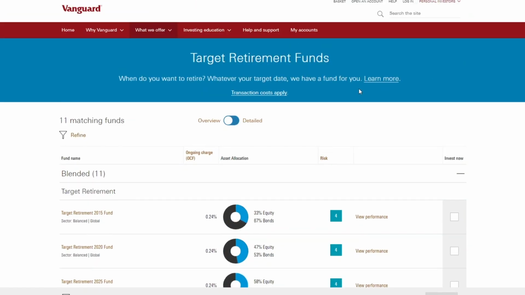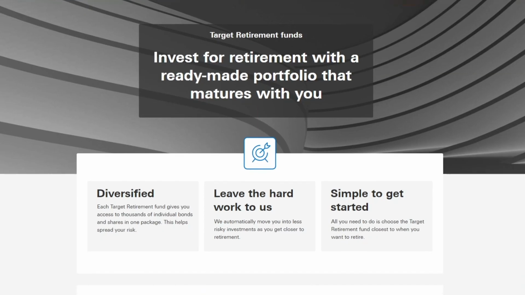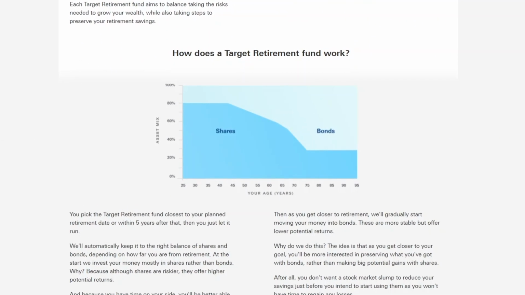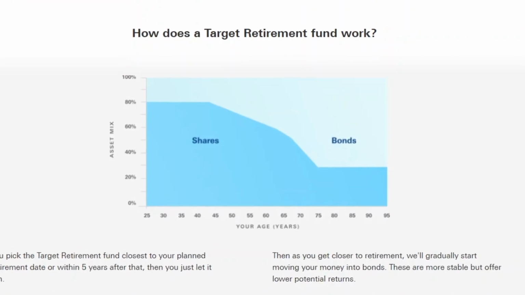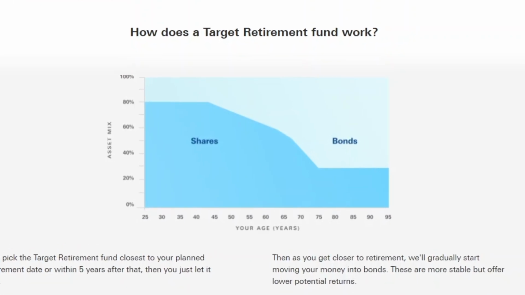On the Learn More page, they show a graph that gives a typical portfolio change throughout the years. You can see that you start off with a higher allocation to shares or stocks, whilst the bonds start to increase over the years until they reach a steady level at retirement.